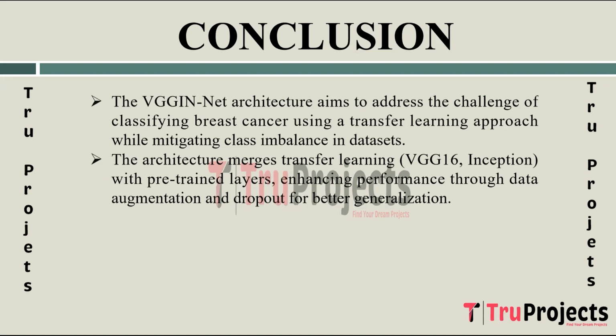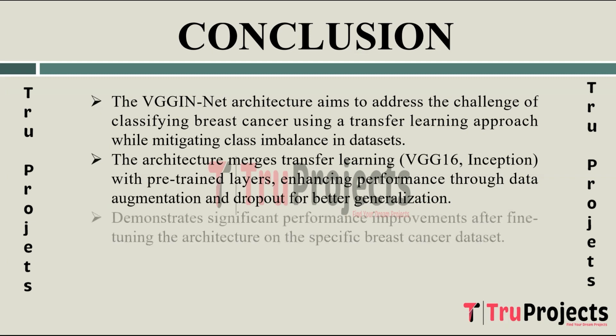The architecture combines transfer learning techniques utilizing pre-trained layers from VGG16 and Inception to leverage the learned features from ImageNet. By doing so, it enriches the breast cancer classification task with valuable knowledge learned from a diverse range of images. To further enhance performance and prevent overfitting, data augmentation techniques are used. This involves creating variations of existing data by applying transformations like rotations, flips, or resizing. Additionally, dropout is employed, randomly deactivating neurons during training to improve the model's generalization.